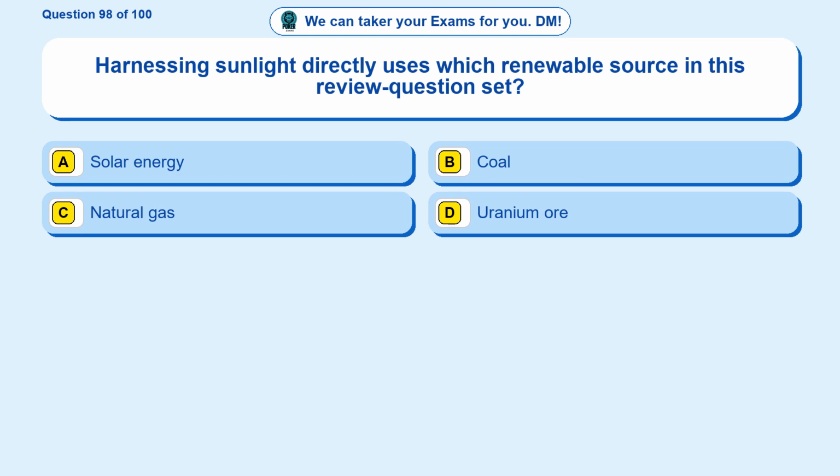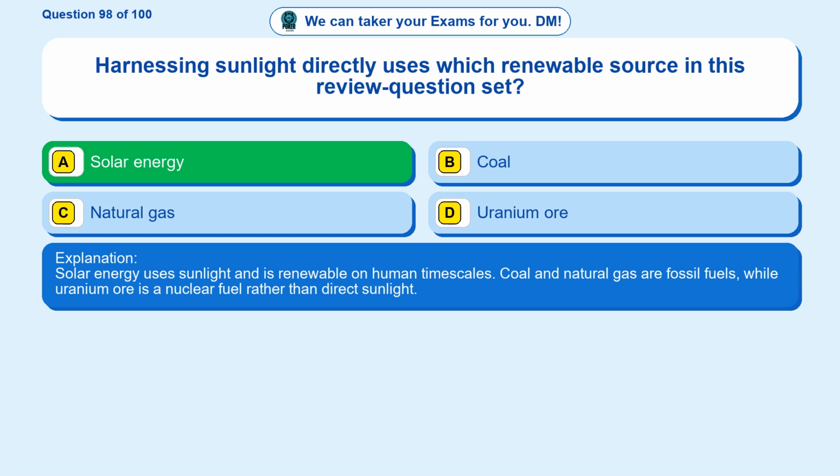Question 98. Harnessing sunlight directly uses which renewable source in this review question set? Option A, solar energy. Option B, coal. Option C, natural gas. Option D, uranium ore. The correct answer is option A. Solar energy. Solar energy uses sunlight and is renewable on human time scales. Coal and natural gas are fossil fuels, while uranium ore is a nuclear fuel rather than direct sunlight.